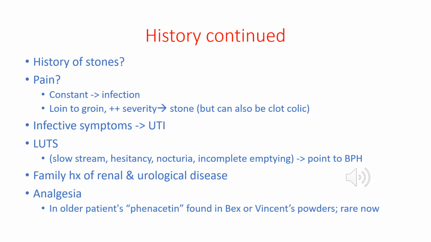Infective symptoms are important as several UTIs can cause macroscopic hematuria. LUT symptoms, which is lower urinary tract symptoms, may point to BPH. A family history of renal and urological disease is important for risk stratification. And it's important to get a history of analgesic use, as certain, now historical, analgesics are known to cause hematuria.